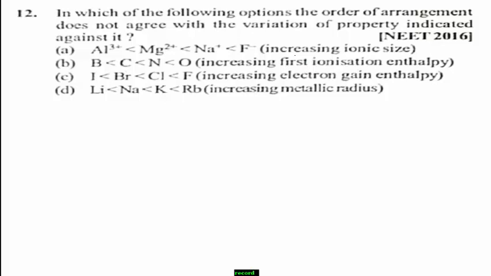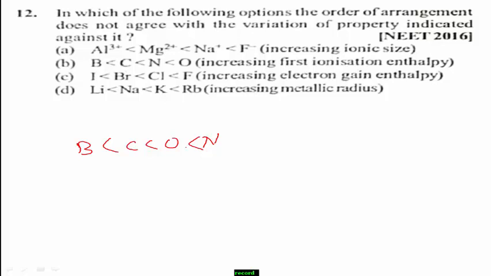First ionization enthalpy of nitrogen, a very important point, is more than oxygen due to half filled p orbitals, which makes nitrogen more stable. Remember the correct order is boron less than carbon less than oxygen less than nitrogen. Generally ionization energy increases across a period, but here the first ionization energy of oxygen is less than that of nitrogen. This is due to the half filled 2p orbitals in nitrogen, whose electronic configuration is 1s2 2s2 2p3, which is more stable than oxygen's 1s2 2s2 2p4.